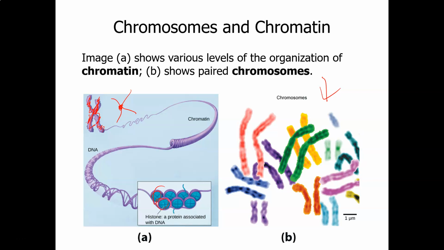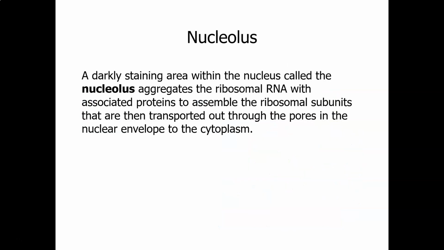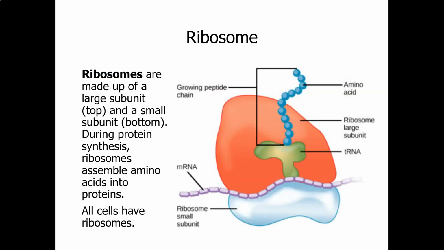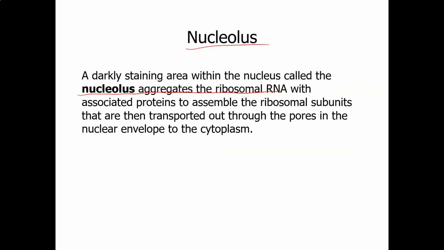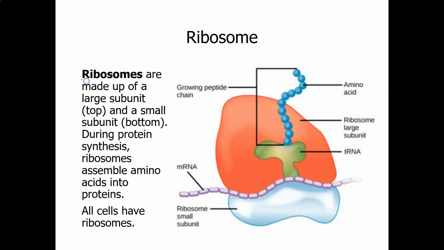DNA takes the form of chromatin when the cell is resting, and it takes the form of chromosomes when it is in the process of dividing. The nucleolus, we already said, aggregates the ribosomal RNA, so it basically produces ribosomes. And then what do ribosomes do? Ribosomes synthesize amino acids into proteins. They combine amino acids into proteins. The ribosome has a small subunit and a large subunit, and this is where the amino acids are attached. There's your protein.